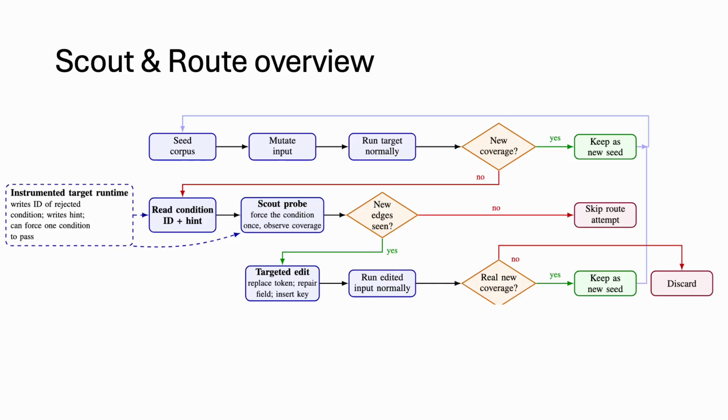So the full implementation really just needs these three pieces. It's a regular mutation fuzzer, and then a target runtime that can actually report and force these conditionals, so like force these frontiers, and then finally route transforms that are able to turn the hints into concrete edits to the inputs, and doing this will hopefully yield new seeds and more coverage.